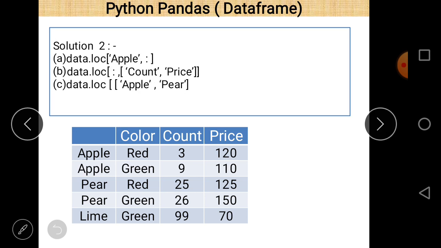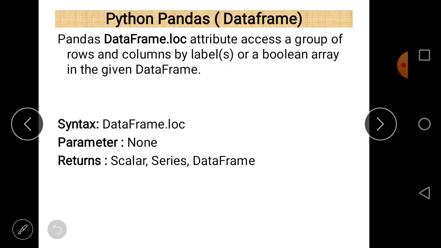So let us give an example of LOC. What is LOC? Actually, Python Pandas data frame LOC is an attribute to access a group of rows and columns by labels or a boolean array in the given data frame. As far as syntax is concerned, just write the name of the data frame first, and then after that LOC. It has no parameter at all. It is actually an attribute of a data frame, and it returns either a scalar value or a series or maybe a data frame. So 3 values are returned using LOC, and LOC is an attribute of a data frame.